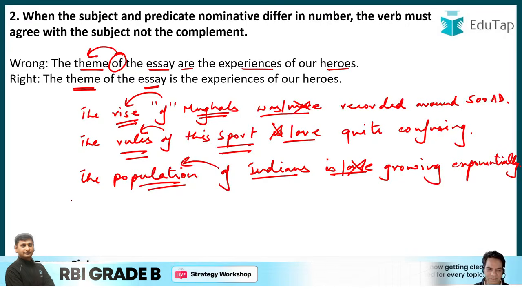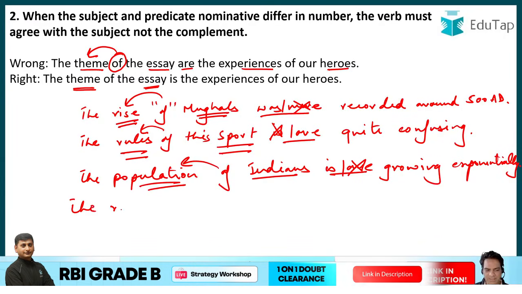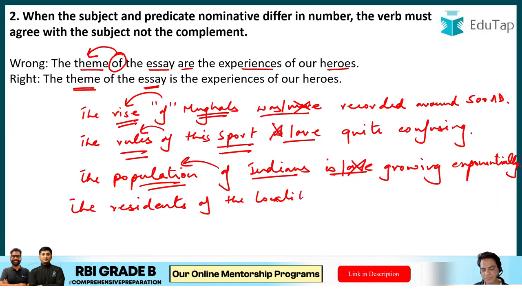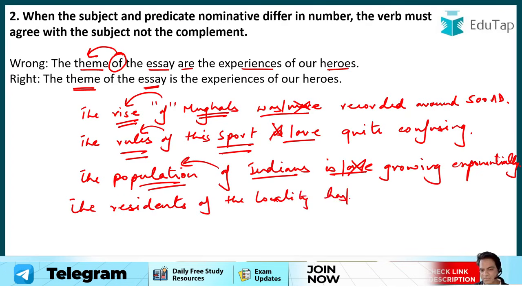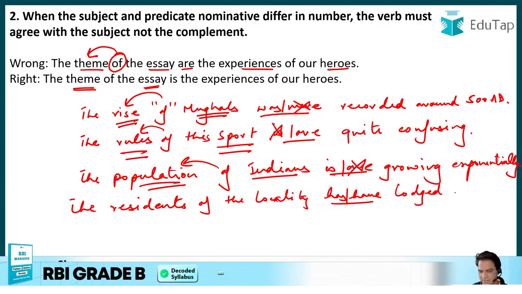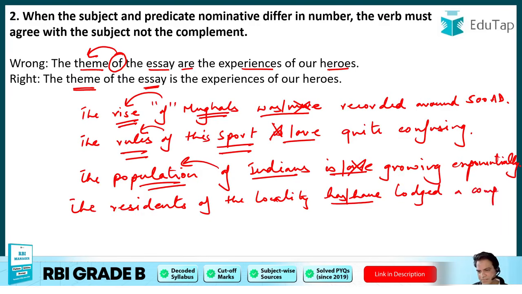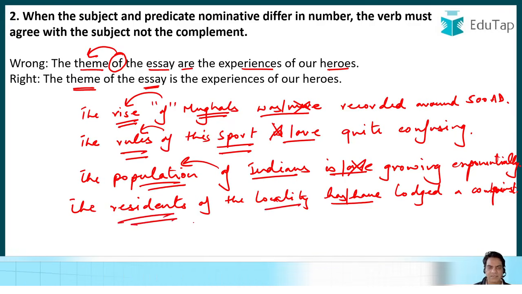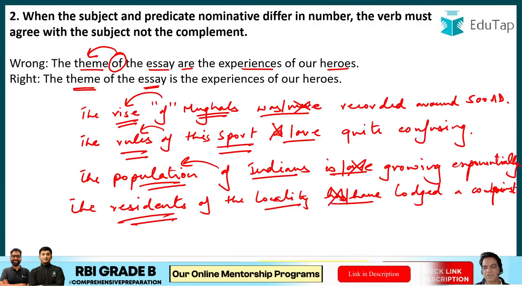The population of Indians. For example, the next example, guys, the residents of the locality have lodged a complaint against the unruly noise during the night. So the subject here is not locality, subject here is residents. So the residents, not has, residents have lodged a complaint against the loud noise at night.